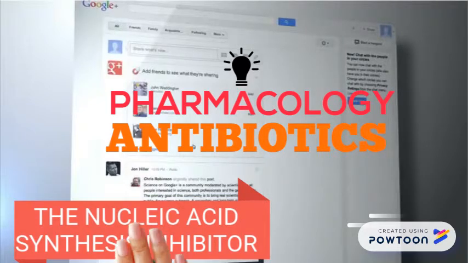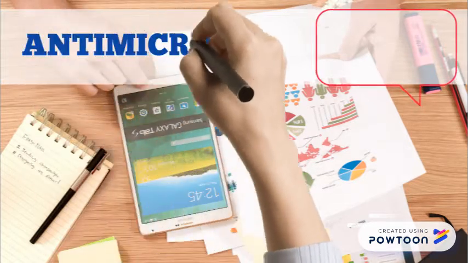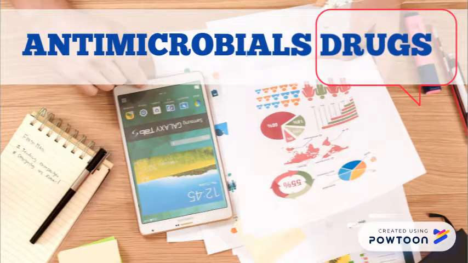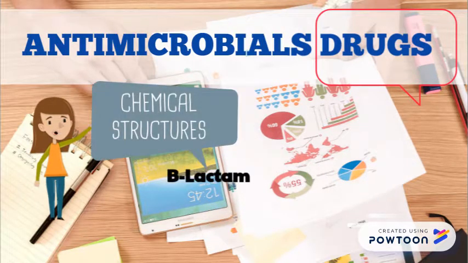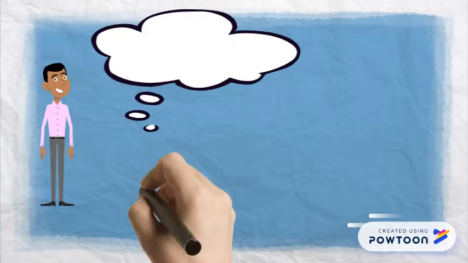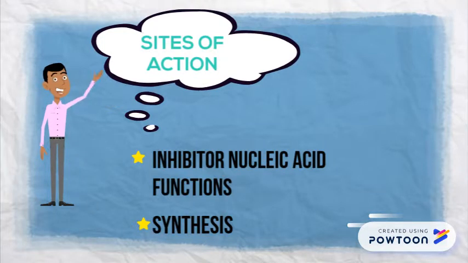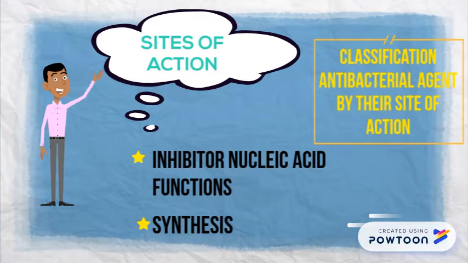Let's start. First things first, the antimicrobial drugs can be classified in a number of ways. These include by their chemical structures, such as beta-lactam or aminoglycoside. We can also classify them by sites of action, such as inhibitors of nucleic acid functions or synthesis. We will go with number 2, which is classification of antibacterial agents by their site of action.